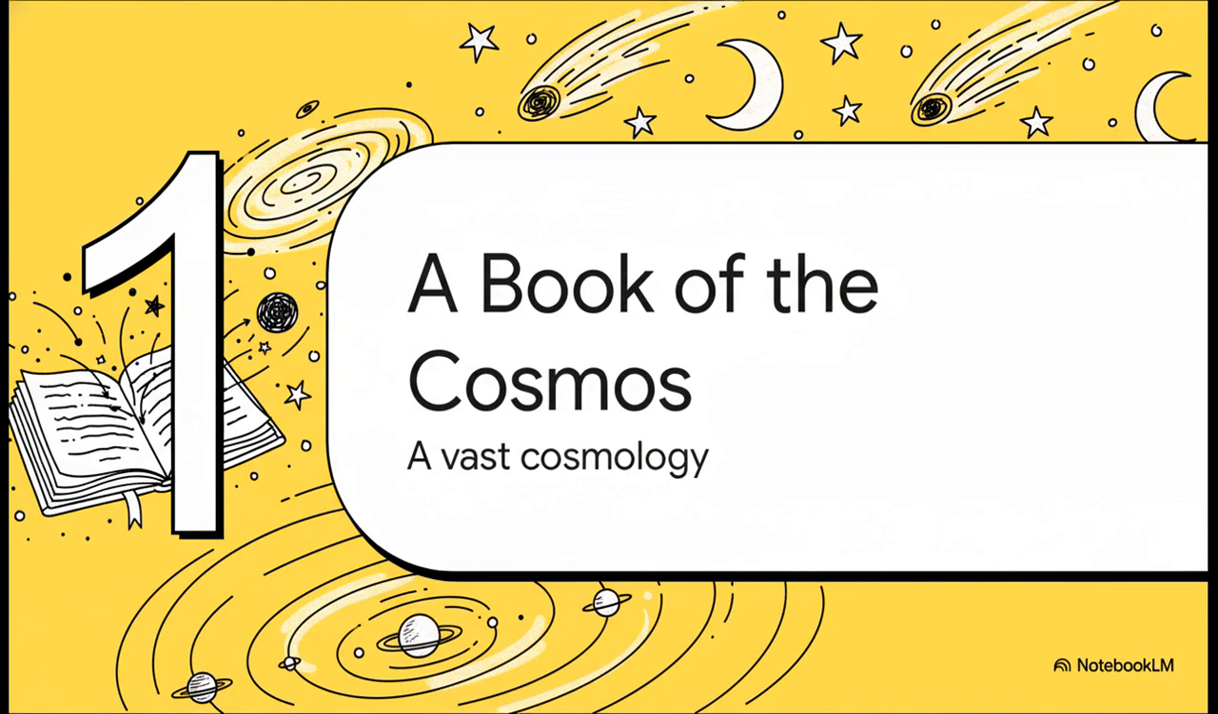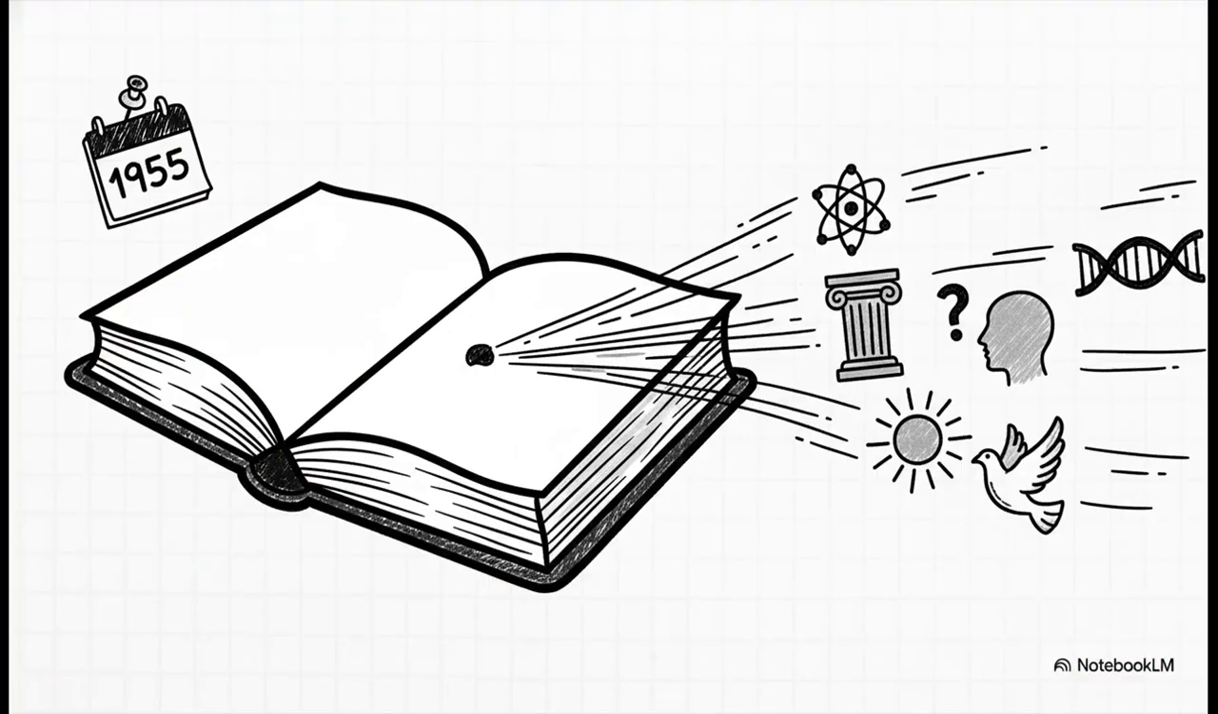Okay, Section 1, A Book of the Cosmos, an introduction to a vast cosmology. So let's start with the big question. What exactly is this book? So it was first published way back in 1955. And it's an absolute epic. We're talking over 2,000 pages laying out this incredibly detailed cosmology. And it's not just a book of spiritual teachings. No, it's trying to do something way bigger. It's trying to weave together science, philosophy, and religion into one single cohesive story.